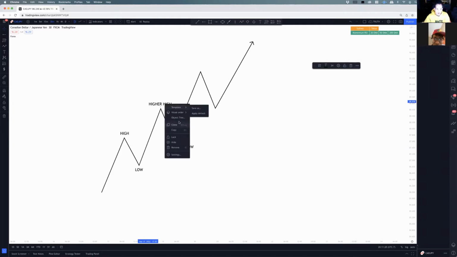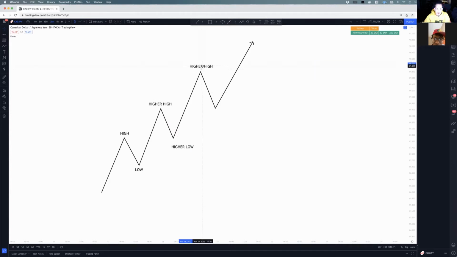I'll start this out anyways. Boom. This will make more sense. We got a higher high, and then we got a higher low. So again, the market's going to start from here, right? We're going to make a high. We make a high point in the market. We pull back and we create a low point in the market.